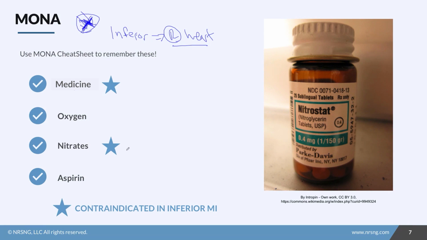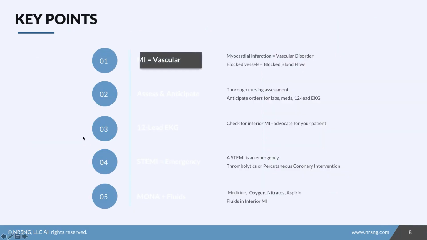Instead, for inferior MI, we give lots of fluid to boost their preload and improve their cardiac output. So we'll do morphine, oxygen, nitrates, aspirin for angina and for other types of MI. But for inferior MI, because they need this preload so much, we don't want to dilate these patients. We want to make sure they maintain their preload. So we're actually contraindicated to give the morphine and the nitrates.